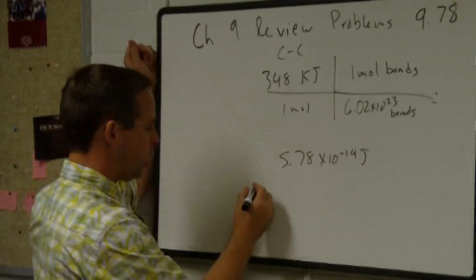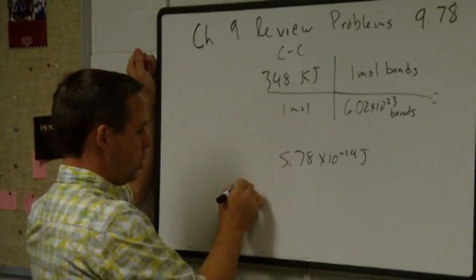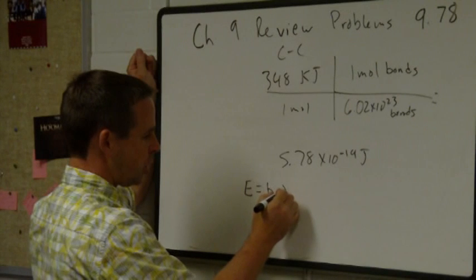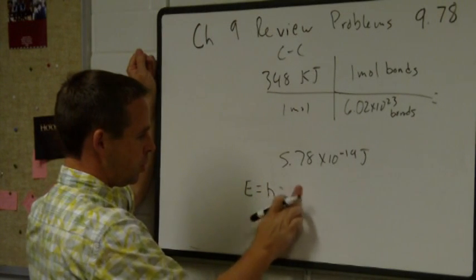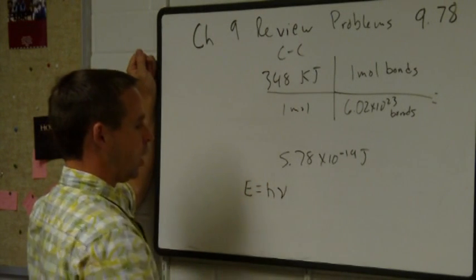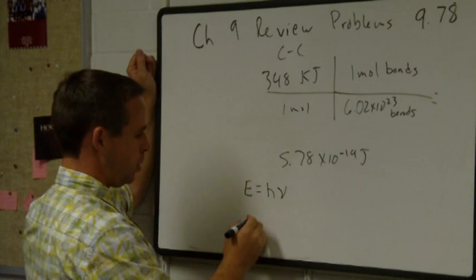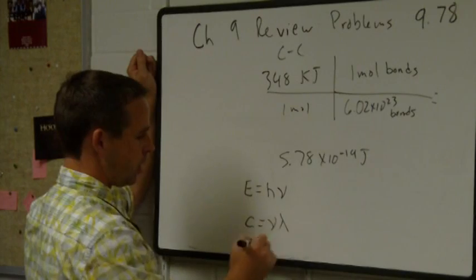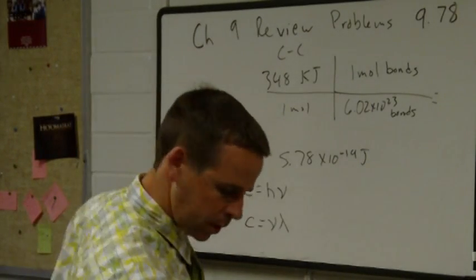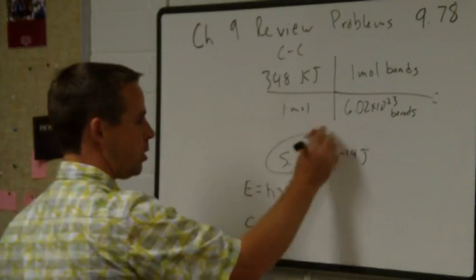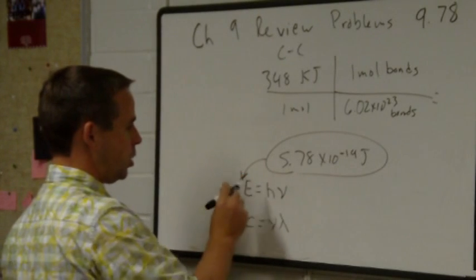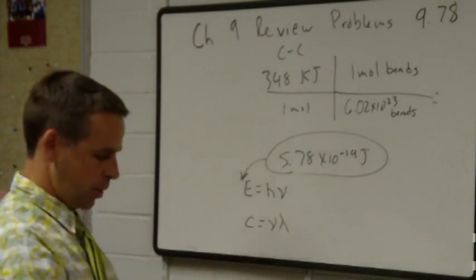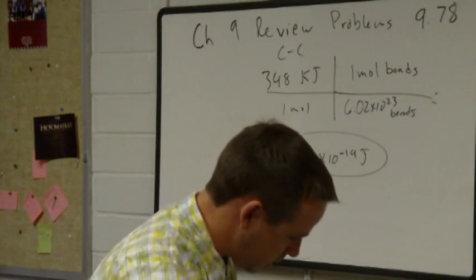Now, we can go from energy is equal to Planck's constant times mu, and then speed of light equals mu times the wavelength, right? Frequency times the wavelength. All right, so this is our energy right here, right? So energy divided by h will equal the frequency. So divided by Planck's constant.